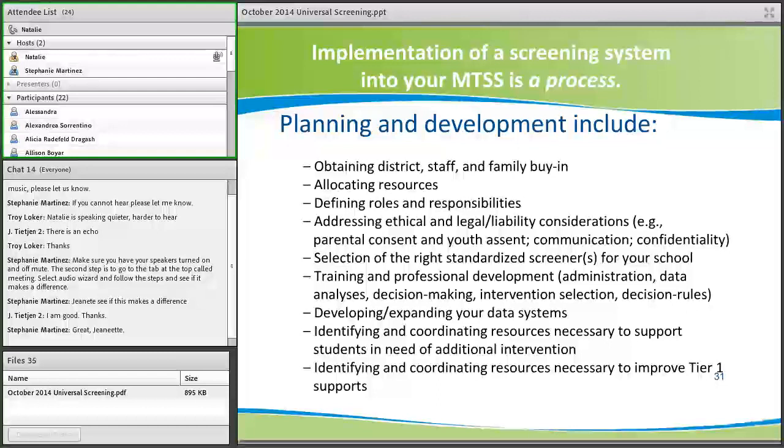So some of the things on the list here include getting that buy-in, of course starting at the district level, but then making sure that you're also getting buy-in from your staff and family, the whole piece in terms of resource allocation, defining roles and responsibilities, some of those ethical and legal considerations, working through those up front, and then selection of the right screener, perhaps doing a pilot, getting some input from different faculty in your schools on their preferences for different instruments, where they see the need for universal screening, and then all the professional development that is involved in implementing this type of system. So things like administration, what are the procedures around that, to decision making and linking students in need to intervention.